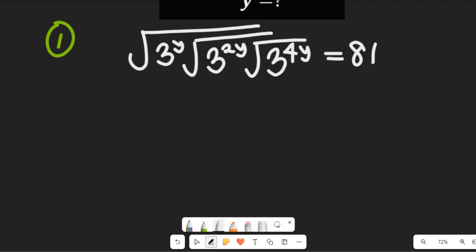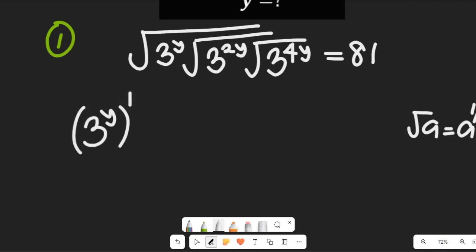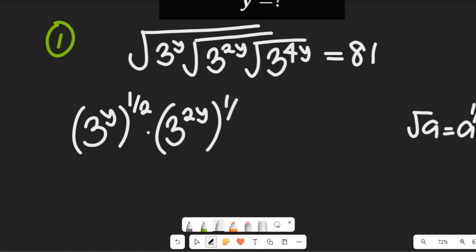Having done this, you can see that if we have the square root of a, the square root of a can be a to the power of 1 divided by 2. Good. So that expression will give us 3 to the power of y multiplied by 1 divided by 2, and this will be multiplied by 3 to the power of 2y multiplied by 1 over 4. Why? Because we have two square roots.